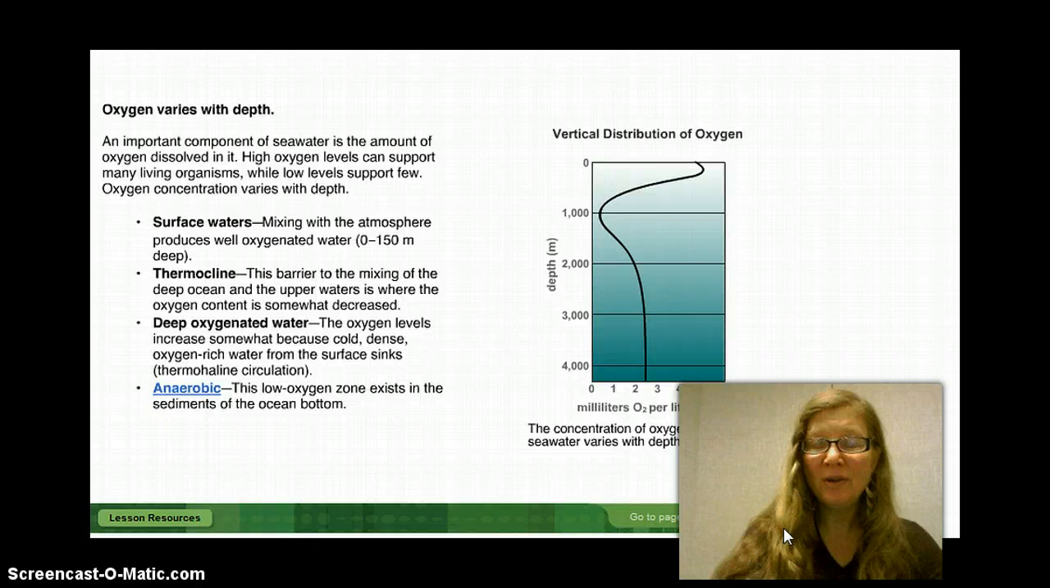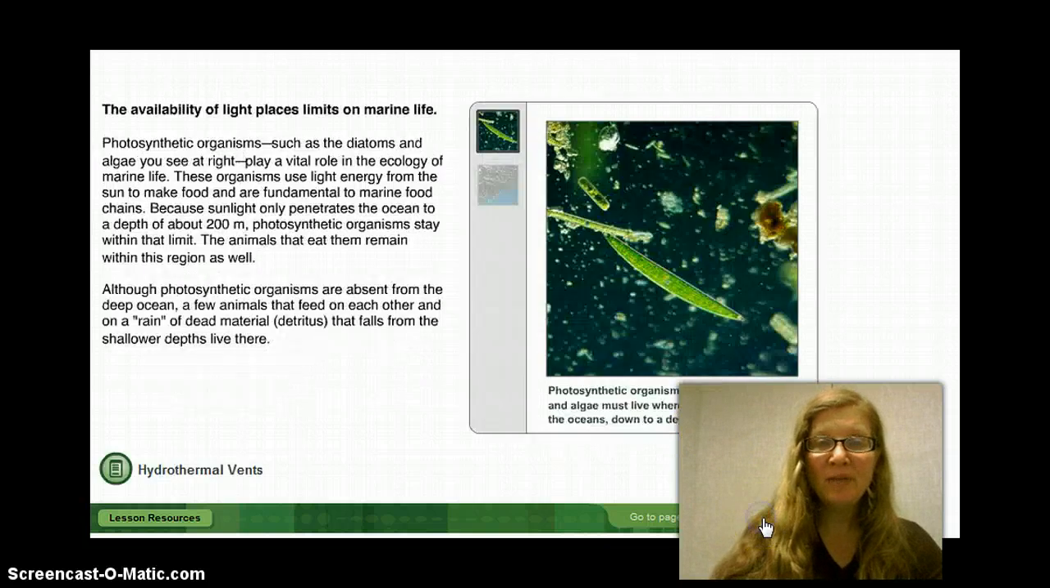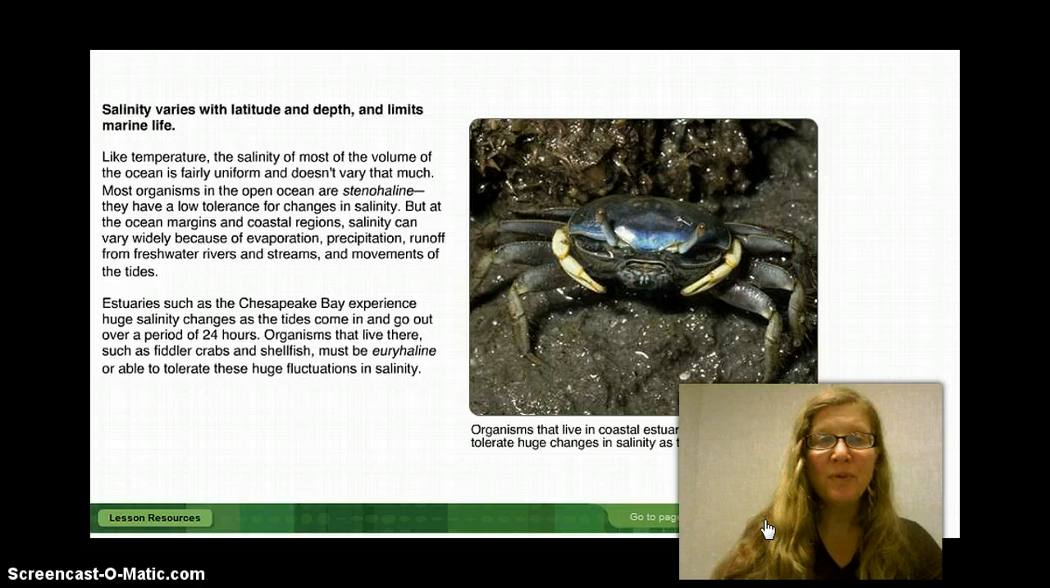Also, ocean water oxygen content varies with depth as well. There's a difference between the surface, the thermocline, and the deep ocean oxygenated water. And this chart is very helpful in helping you understand the differences between those. Again, remember, anaerobic organisms live in very low oxygen zones, and the sedimentary layer on the bottom of the ocean would be a rich anaerobic environment. Light is a limiting factor on marine life for the photosynthetic organisms and the animals that depend upon them for their food source.